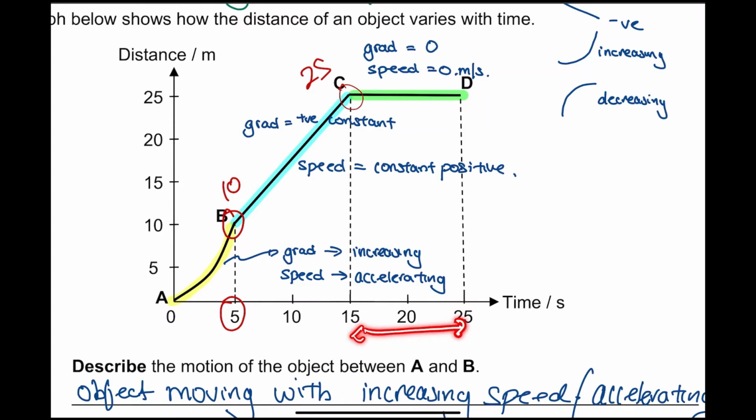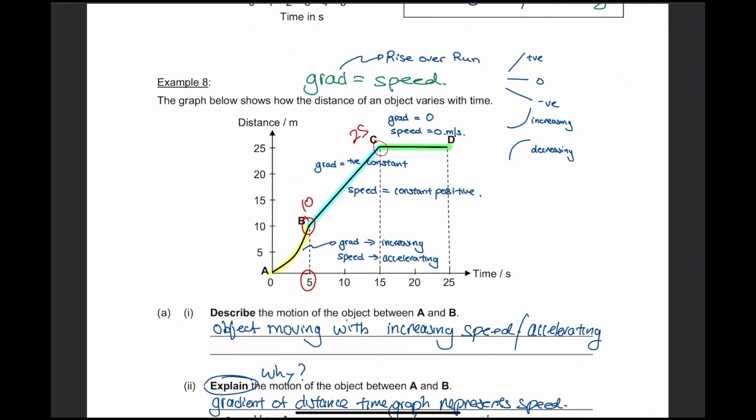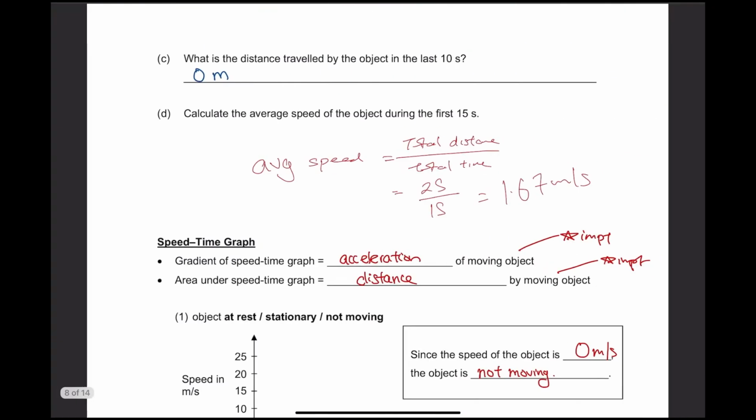Okay, we realize, and we know from the graph, that it is a horizontal line, and a horizontal line means gradient equals 0. Gradient equals 0 means speed equals 0. Therefore, the distance traveled is 0 meters.